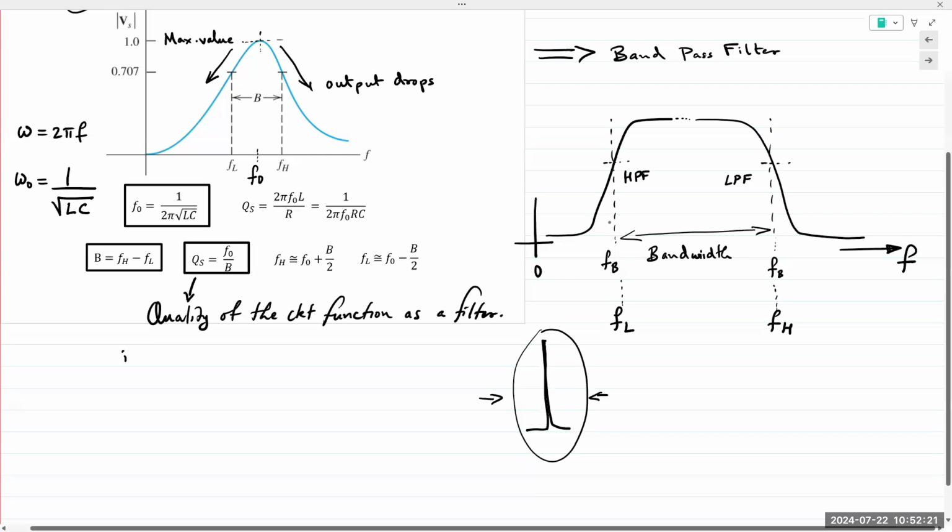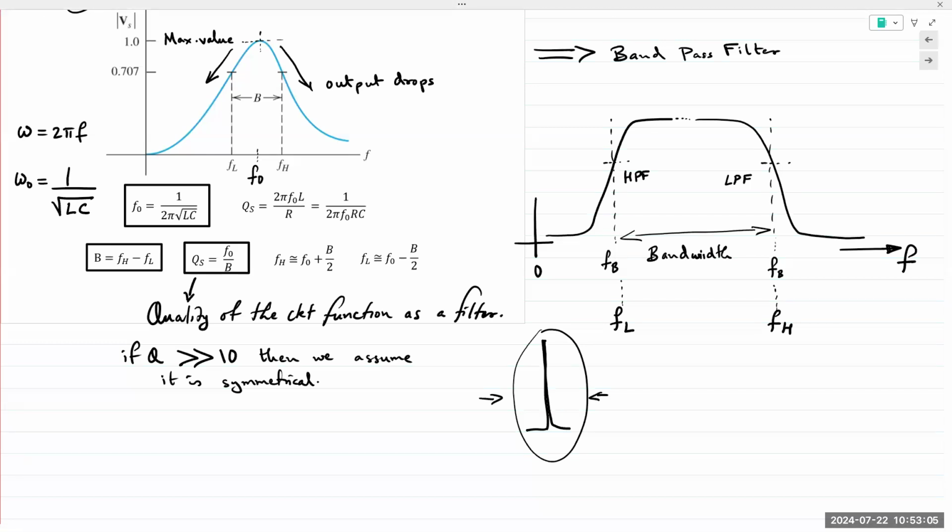And if Q is much, much larger than, let's say, 10, then we can say the characteristic, we assume the characteristic is symmetrical around F0, meaning FL and FH are exactly equidistant from F0 on either side.